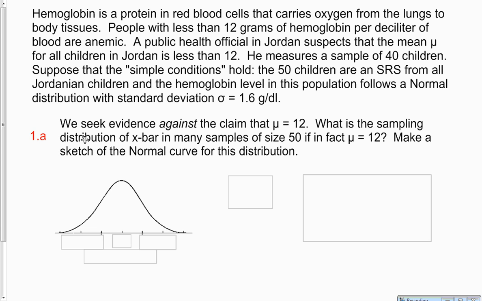Number 1a, we seek evidence against the claim that mu equals 12. So what is the sampling distribution, x bar, of the many samples of size 50 if in fact mu did equal 12? Make a normal sketch for this distribution. So all we're going to do is draw a normal curve where mu is 12, just like we were told. So they said mu in fact is 12, and that's our mean.